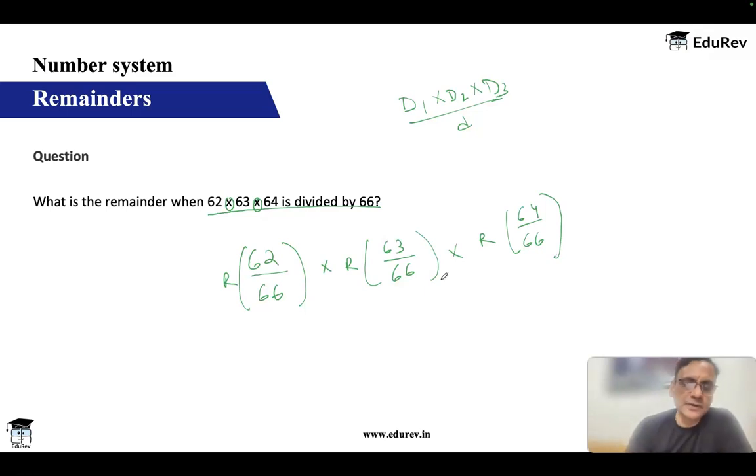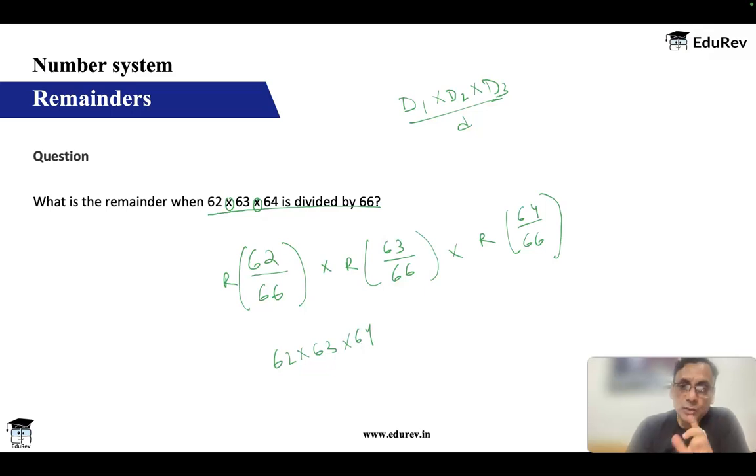Now you can see that in the first case the remainder will be 62, in the second case it will be 63, in the third case it will be 64. So your answer will be 62 into 63 into 64. This will be the remainder, and since it will be bigger than the divisor, you will have to divide it again. But this can be a long question, long solution.